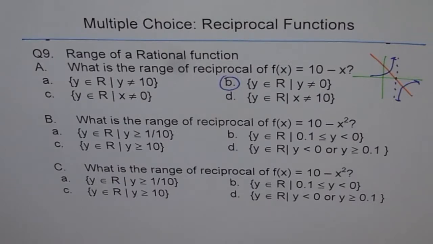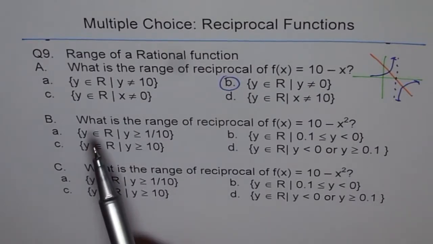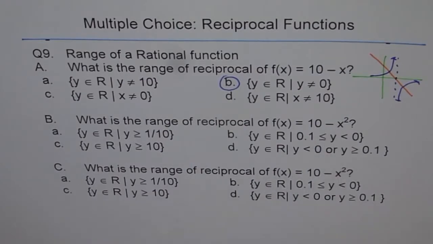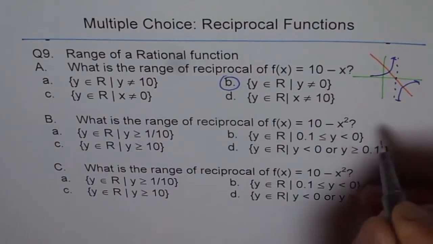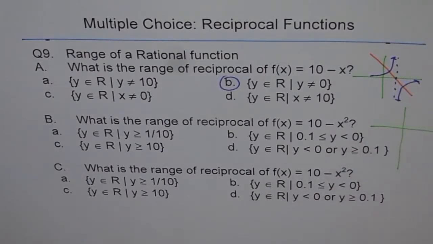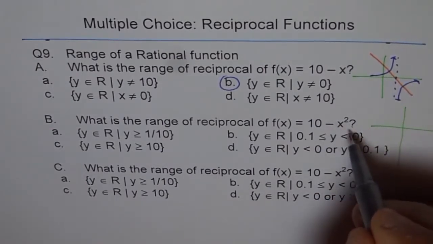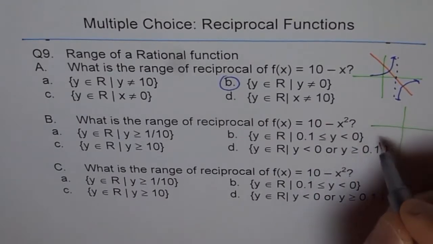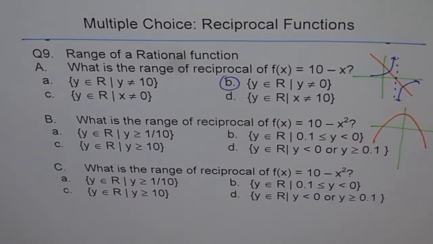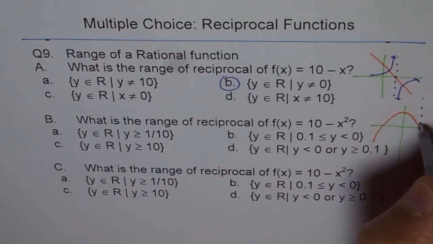Okay, part B. What is the range of reciprocal of 10 minus x square? So I purposely changed this question. 10 minus x square, right? So minus means it's going downwards, right? The function is going downwards, but from 10. So it's kind of like this. It's a simple function, 10 minus x square. Now how will you draw reciprocal of this?